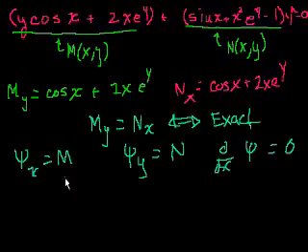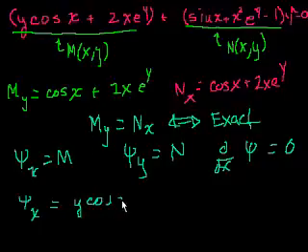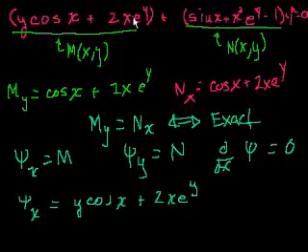So let's solve for xi. So we know that the partial of xi with respect to x is equal to M. So we could write that. We could write the partial of xi with respect to x is equal to M, which is y cosine of x plus 2x e to the y. Right? That's just here. That's my M of x and y.